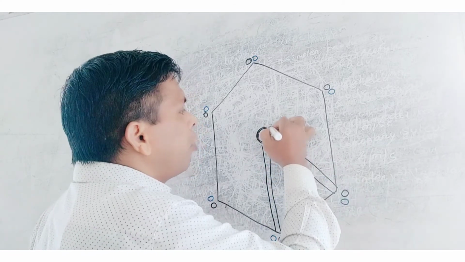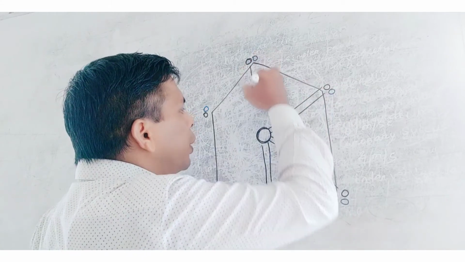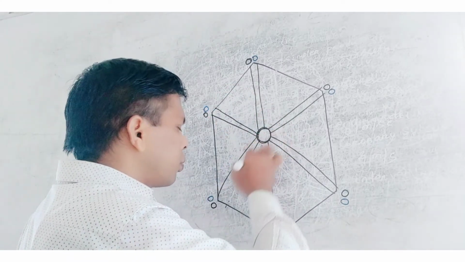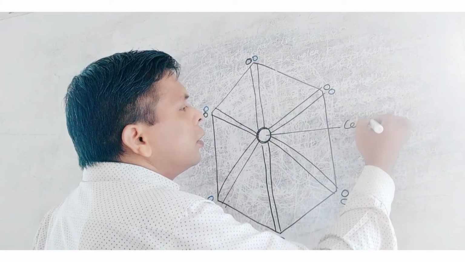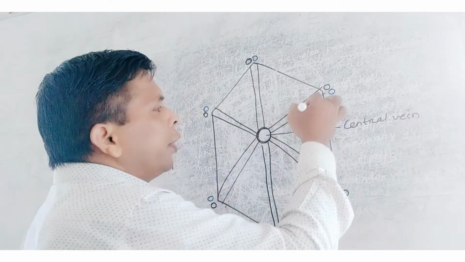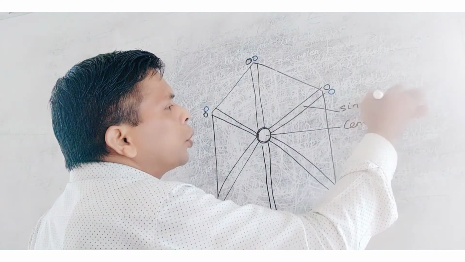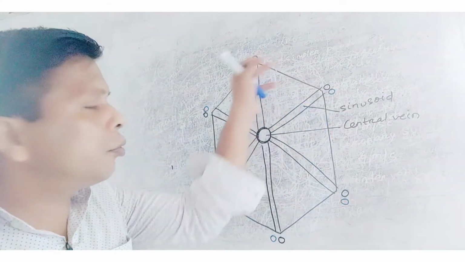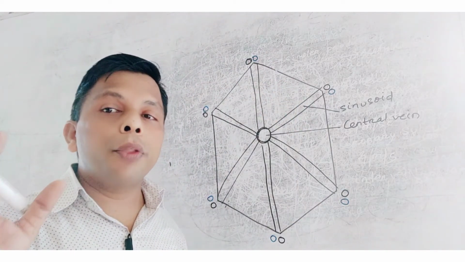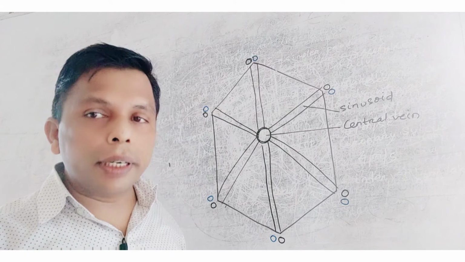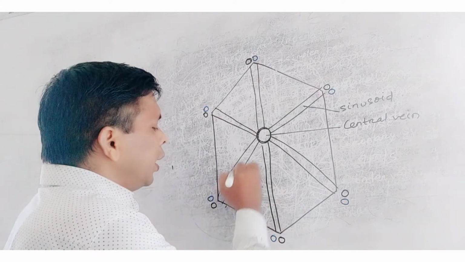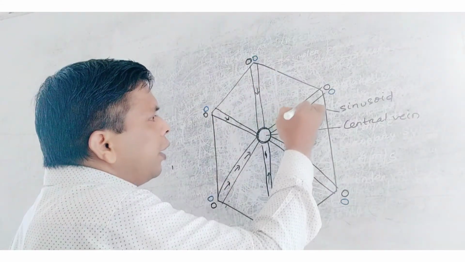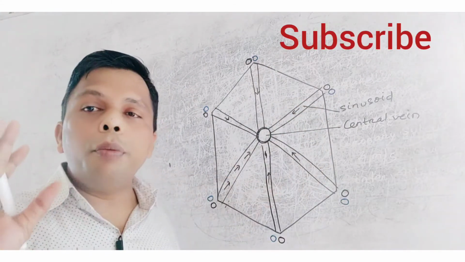To this central vein, sinusoids drain. This one is the central vein. This one is the sinusoid. Okay. So the blood supply from the artery as well as from the hepatic system always flows in this direction. So it is called centripetal flow.